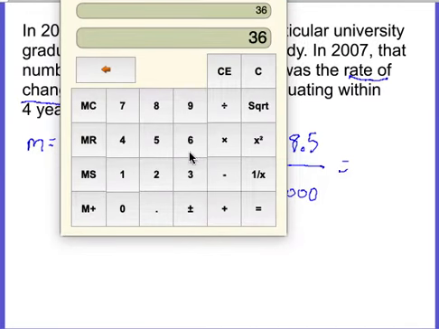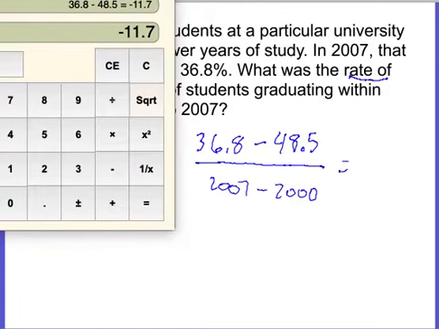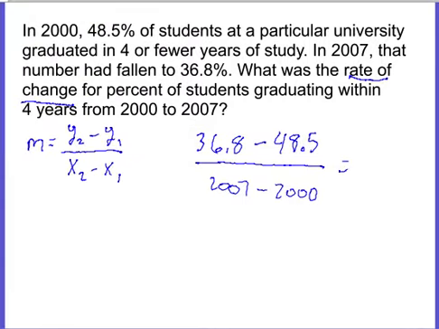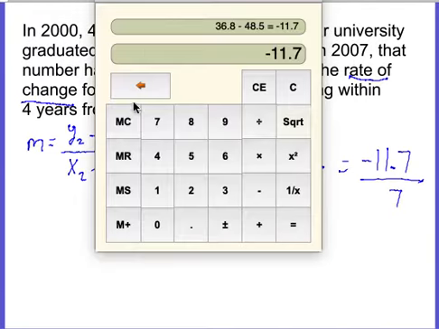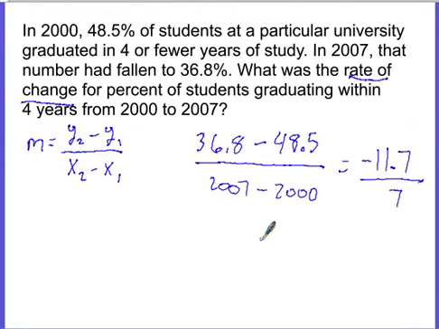So 36.8 minus 48.5. You will be able to use calculators, by the way. 36.8 minus 48.5 equals negative 11.7, over 2007 minus 2000, which is 7. So negative 11.7 divided by 7 equals negative 1.67. I'm always on to you guys about not writing decimals, but in this case this is not a fraction that we can simplify, so it's just a decimal. I would accept either negative 1.7 or negative 1.67. Since we're talking about percents, it would be negative 1.67%.